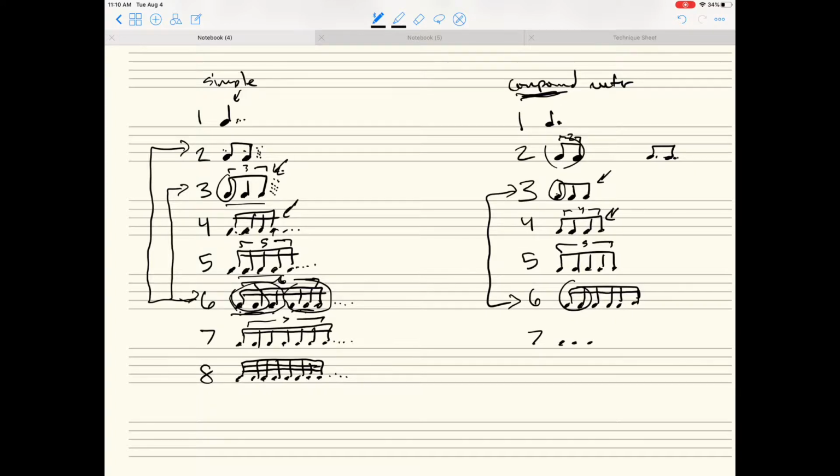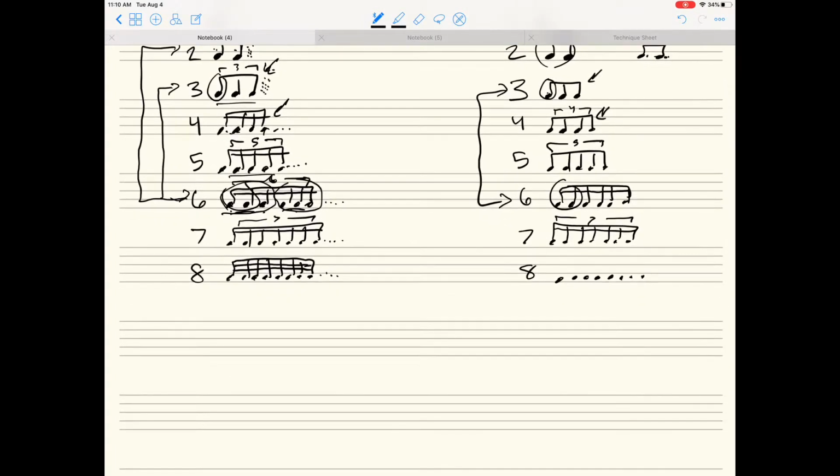And then for seven, it's pretty much the same. For 8, we would stay with 16th notes. We wouldn't go to 32nd notes yet. And I'm going to skip ahead here a little bit. 9.